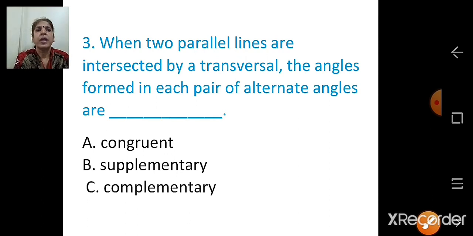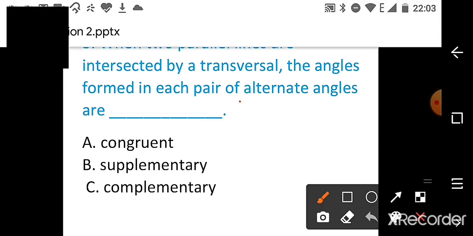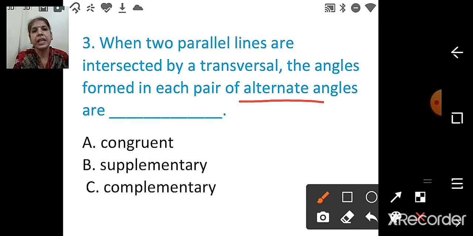Next question is, when two parallel lines are intersected by a transversal, the angles formed in each pair of alternate angles are dash. A congruent, B supplementary, C complementary. So this question is based on the properties of two parallel lines and transversal. And which angles are asked? Alternate angles. And what property have we studied about alternate angles? Alternate angles are congruent. Supplementary means the sum is 180 degrees. Complementary is when the sum of two angles is 90. Our option is A. Alternate angles are congruent.